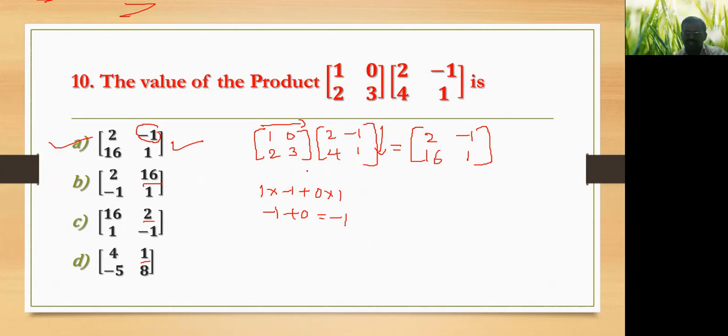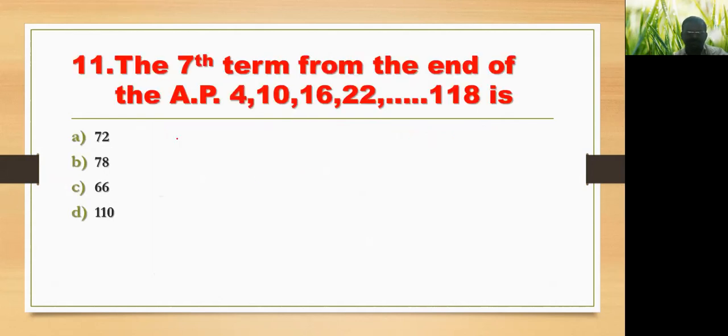Now we move to the next question, question number 11. The seventh term from the end of the AP 4, 10, 16, 22, etc., 118 is. Okay. So in this case, first you have to find out the number of elements, correct? For that, we go with our regular formula, that is Tn equal to a plus n minus 1 into d. So nth term is 118, a is 4 plus n minus 1 into d, which is 10 minus 4 is 6.